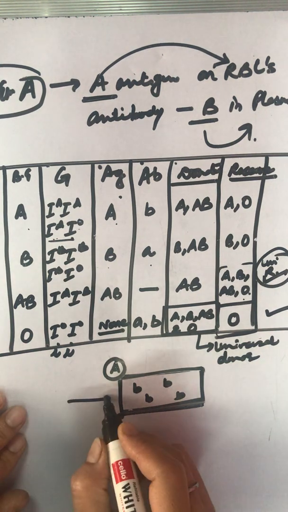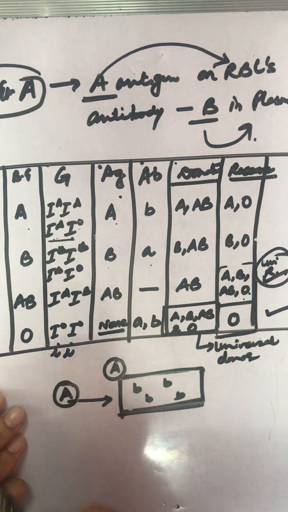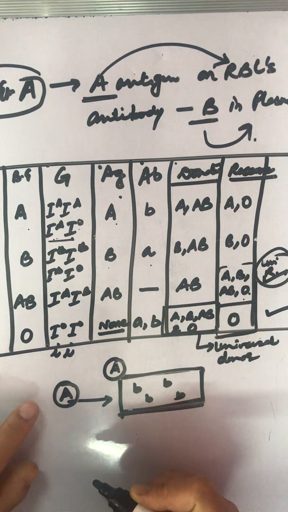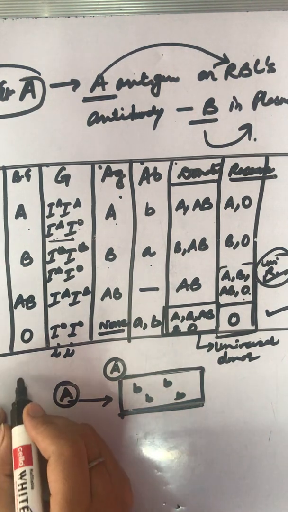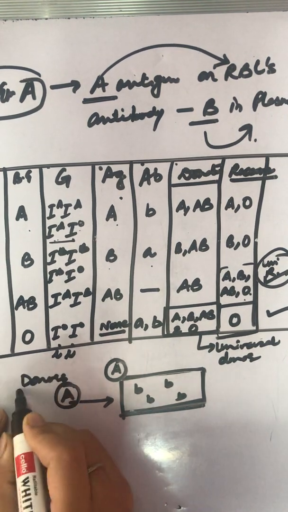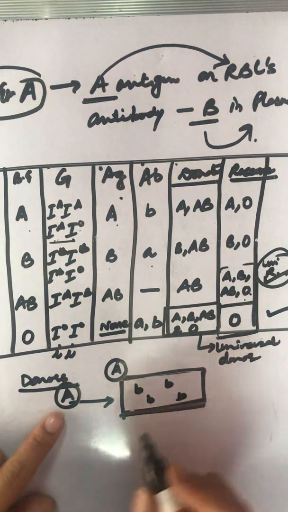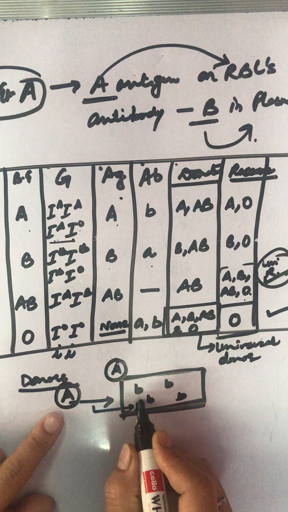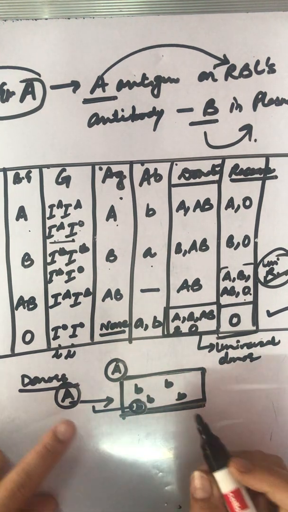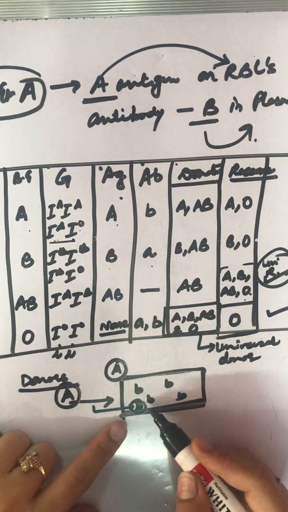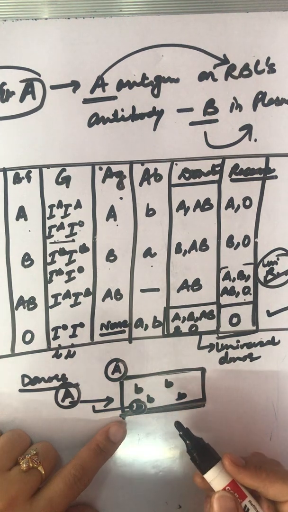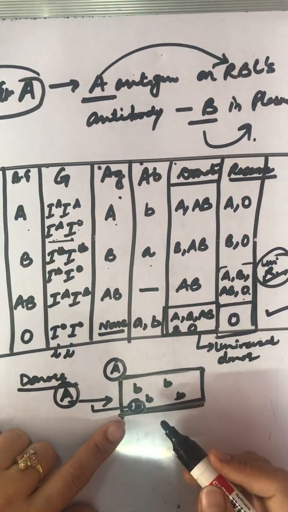If blood group A enters, your donor is blood group A. Now we are talking about the donors, those who are coming to donate the blood to this recipient. If it is A, it would be easily welcomed because it will be bringing the B antibody, and the B antibody will be easily welcomed.